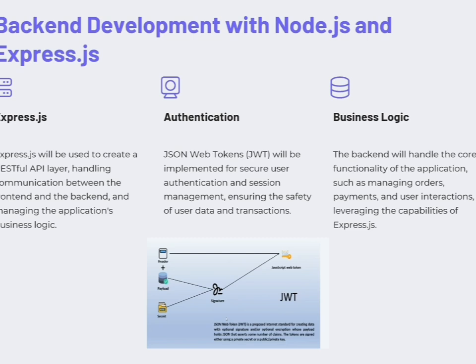JSON Web Token, that is JWT, is a proposed internet standard for creating data with optional signature or optional encryption, whose payload holds JSON that asserts some number of claims. The tokens are signed either using a private secret or a public or private key.